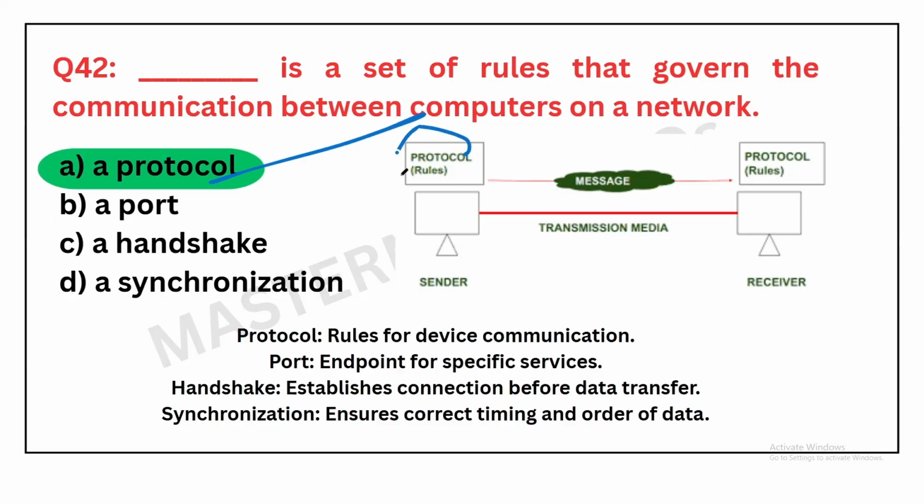A protocol is a set of rules that determine how data is exchanged between computers in a network. A port serves as a communication endpoint, helping identify specific services or applications on a device. A handshake is the initial process where two devices agree to establish a secure and reliable connection before data transfer starts. Synchronization ensures that data is sent and received in a correct sequence with the proper timing for smooth communication.